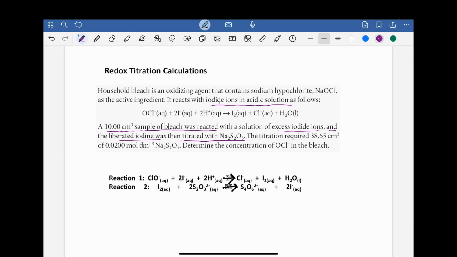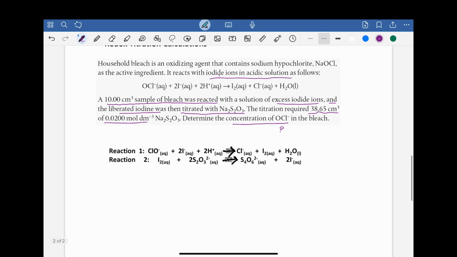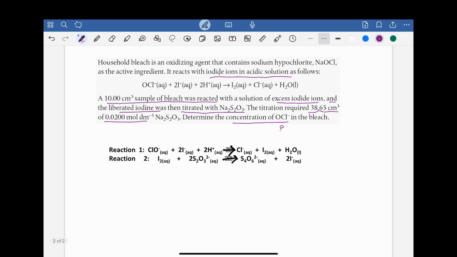The titration requires 38.65 cm³ of 0.0200 mole per dm³ of sodium thiosulfate. Determine the concentration of OCl⁻ in the bleach. So that's the question. We have both equations given.